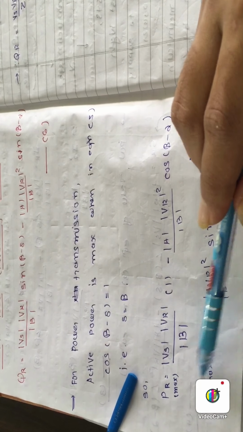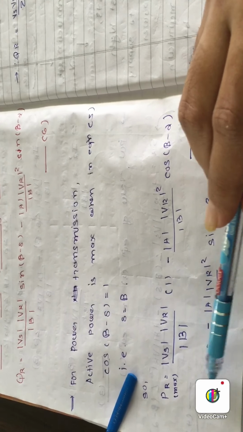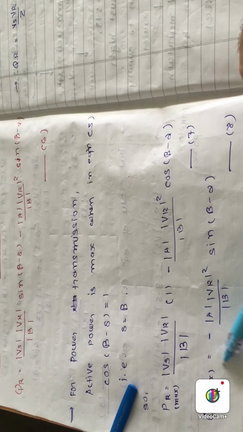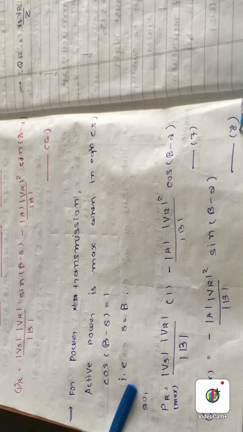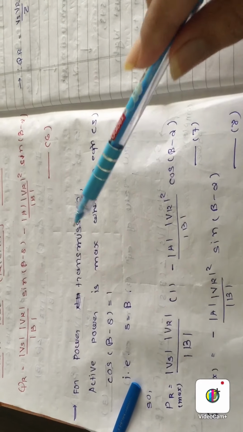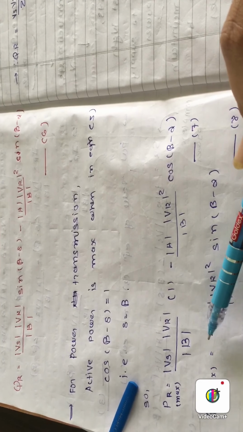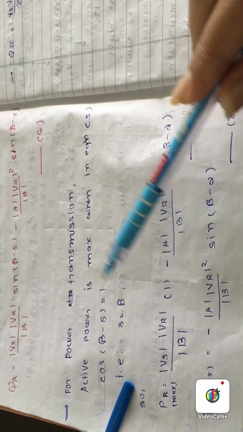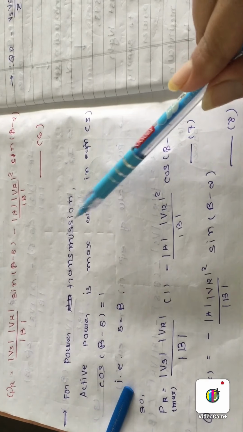Here QR max represents that the active power is maximum, not that reactive power is maximum. So this is equation number 8. This is the equation for active power and reactive power for the condition when the active power will become maximum.